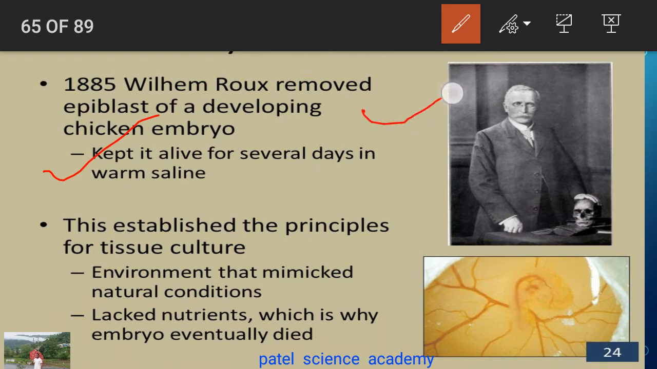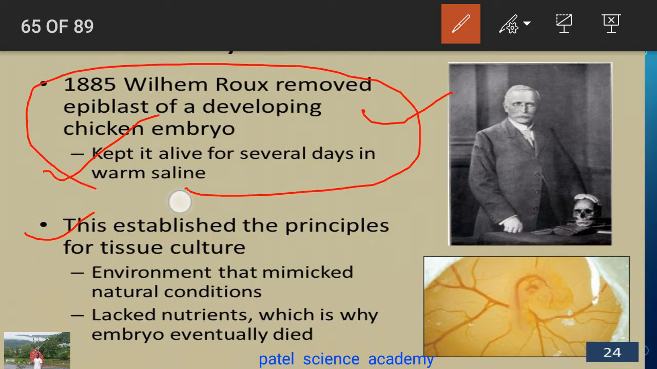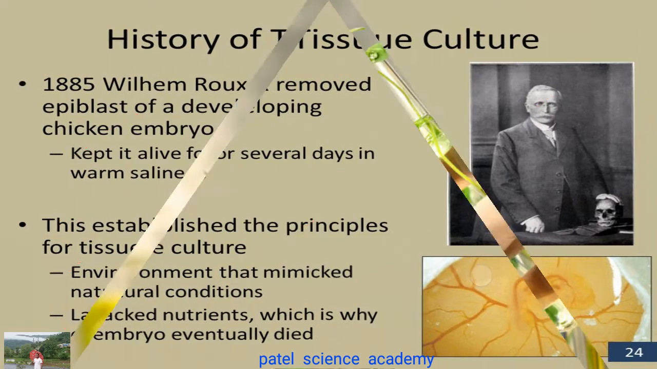Though this was the history of this tissue culture technique, and this established the principles for the tissue culture. You can see here this experiment done by this man had given the idea for this tissue culture, and the environment that mimicked the natural condition and lacked nutrients, which is why the embryo eventually died. So this was the history of the tissue culture.